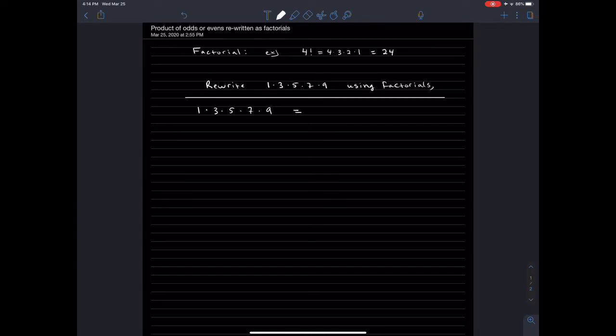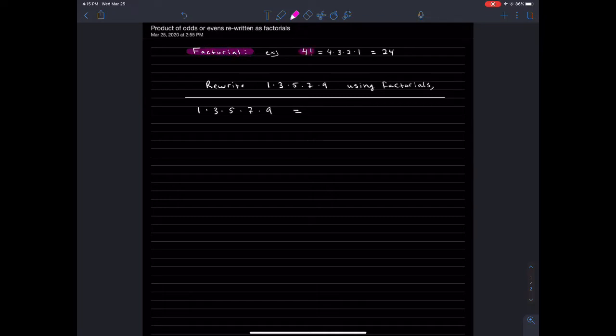We're going to talk about writing a product of odds using factorials, and then we'll do the same writing a product of evens using factorials, and then we'll attempt writing it in general up to an n number of them. So we'll do that first. Before we do that, it's good to remind yourself what a factorial is.